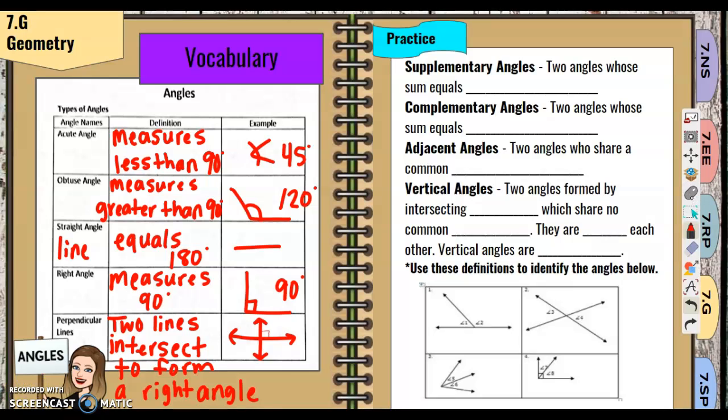Supplementary angles are two angles whose sum equals 180 degrees. So you have two angles that you add together and they equal 180 degrees. For example, you might have 120 degrees on this angle and 60 degrees on this angle. When you add them together, they equal 180 degrees.